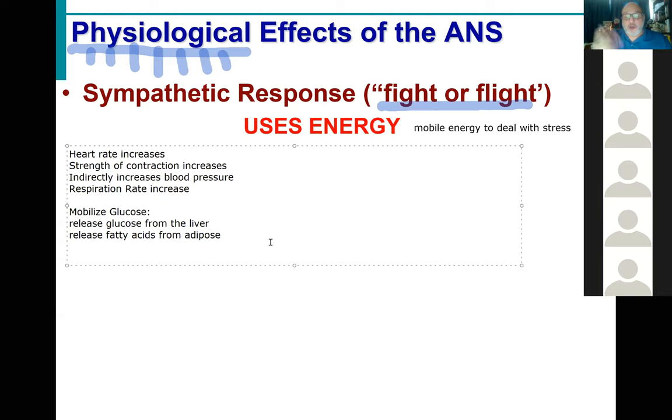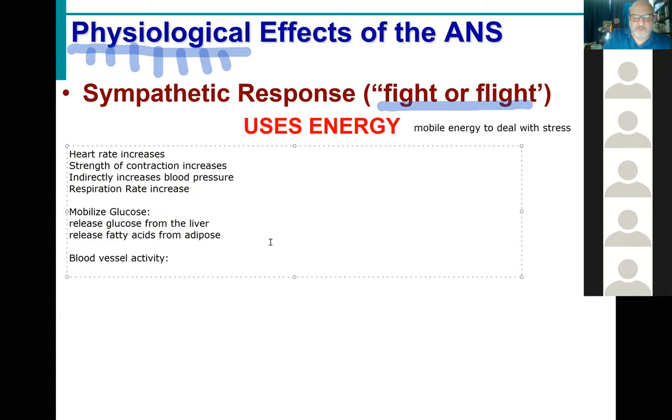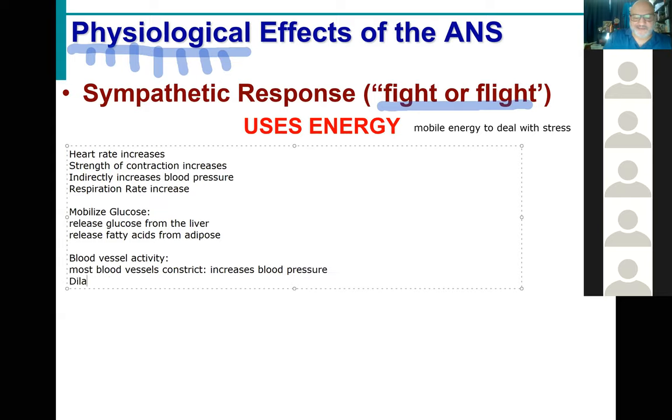Excellent. We also talked about blood vessel activity, as we talked about most blood vessels to non-essential areas constrict. So less blood goes to those areas. And again, that also increases our blood pressure. But as we also talked about, we are going to dilate blood vessels to what areas? Where are some of the areas where you think we would dilate blood vessels to send more blood to those areas?